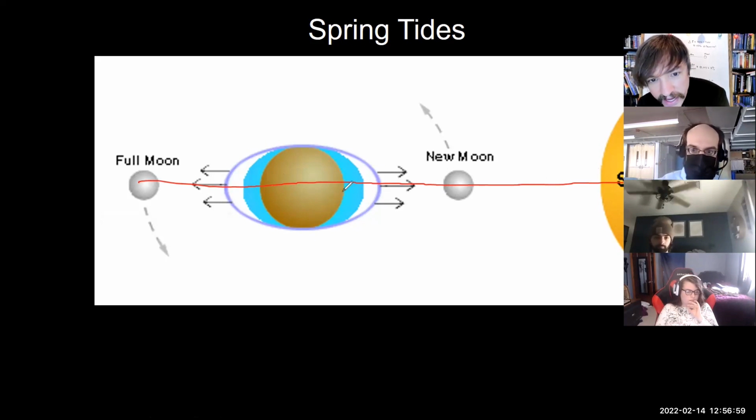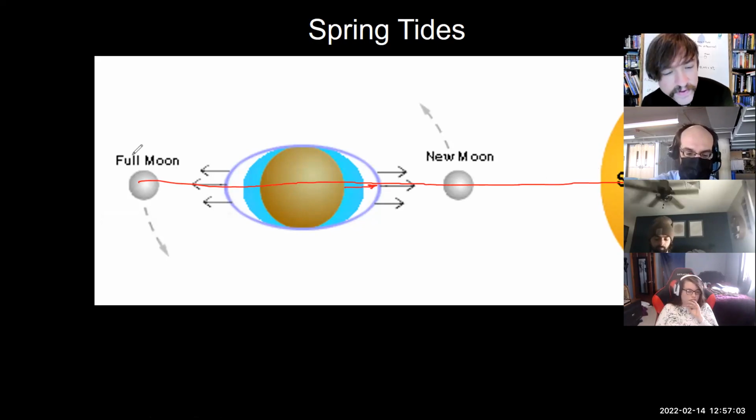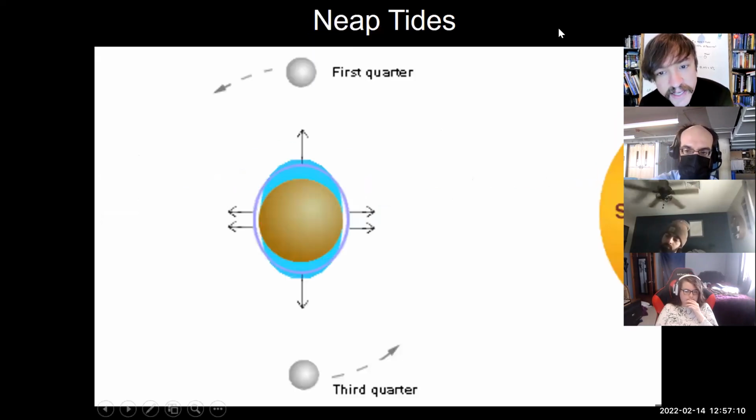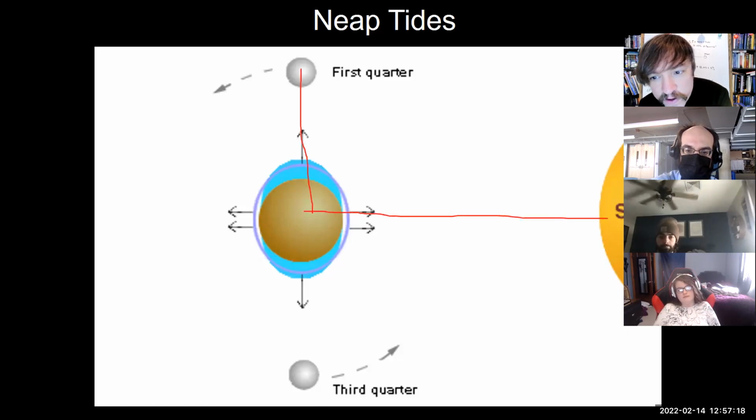For some reason, if you're on this side of Earth, I think the king tide is a bit stronger than if it's on the full moon side. But in general, these two tides are called spring tides. Conversely, during first quarter or third quarter moon, the moon is in a perpendicular direction to the sun. So the moon's tidal force gets slightly offset by the sun's, and you get slightly weaker tides.